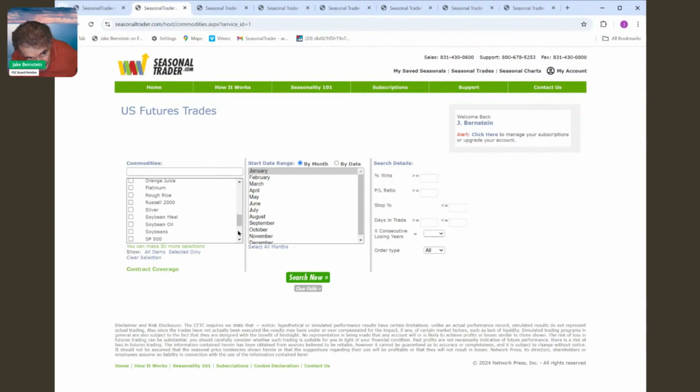And by the way, if I can do this, anybody can. Hold on, please. Soybeans, October. And leave the search wide open. You're going to say, I will take anything I can get. And let's do a search.